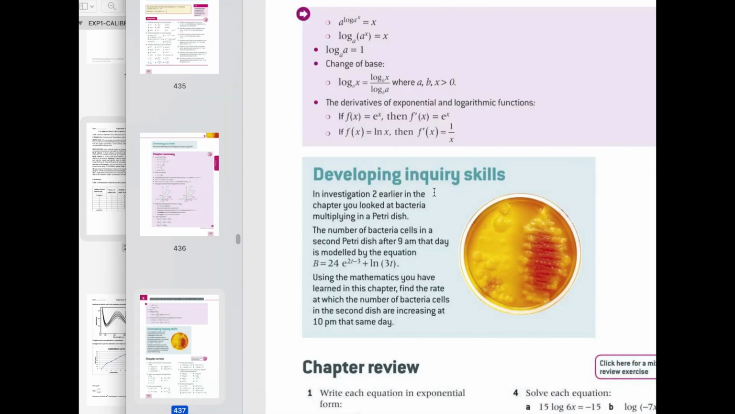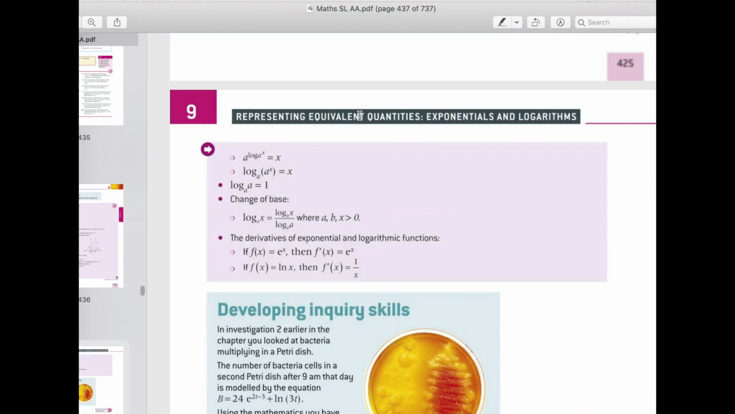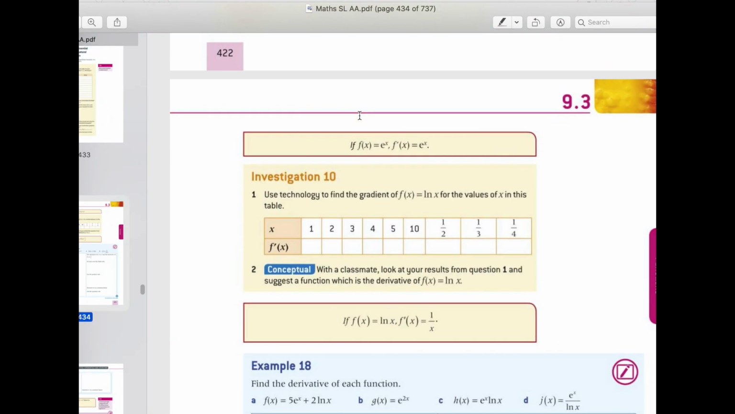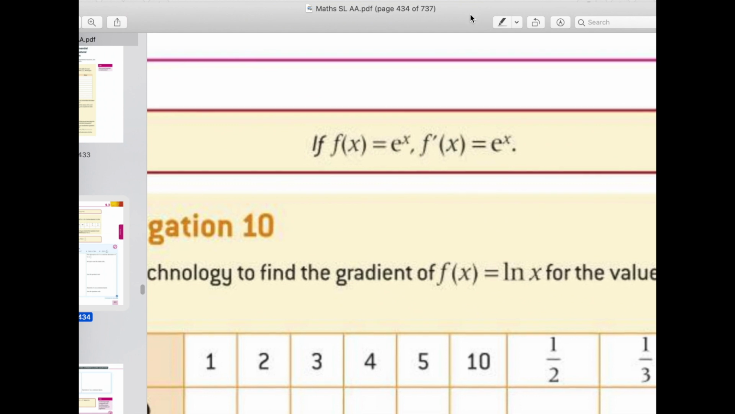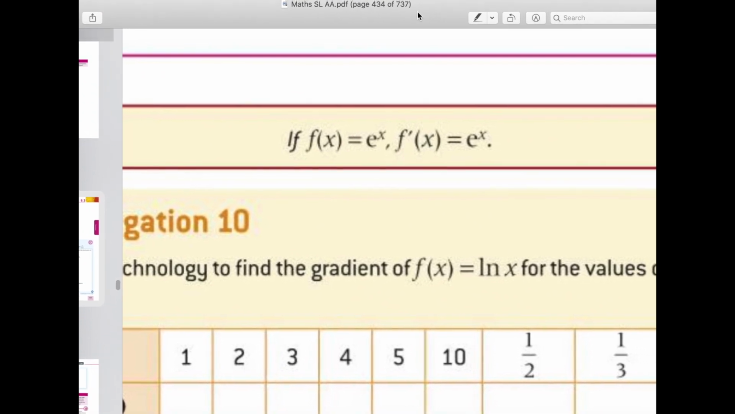Let's start off with the exponential function. It's probably the easiest one, and it's given in your book as well. If I pull it up, you can see the facts given right there. If f of x is the exponential function e to the power of x, then the derivative is the same thing. So we can just write this down.